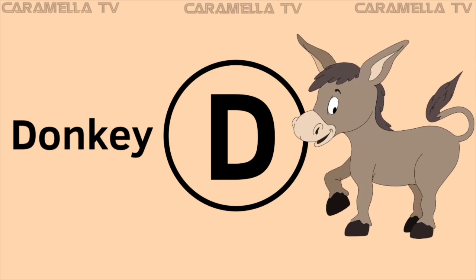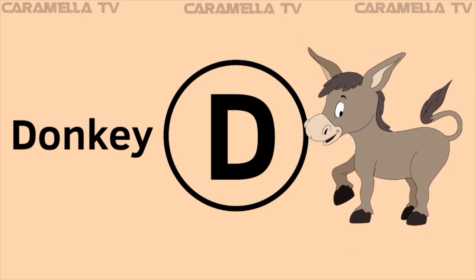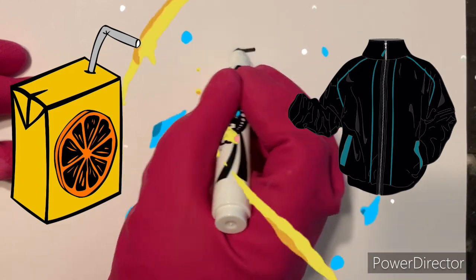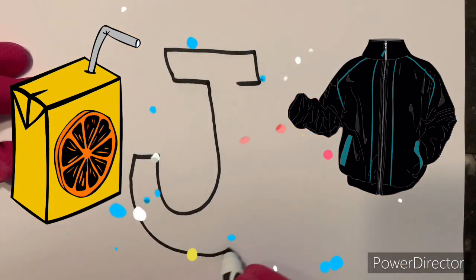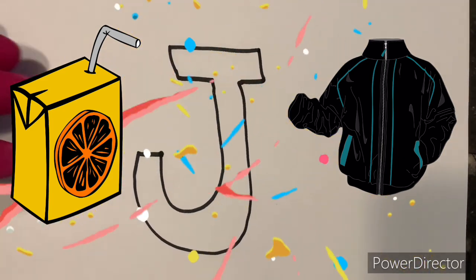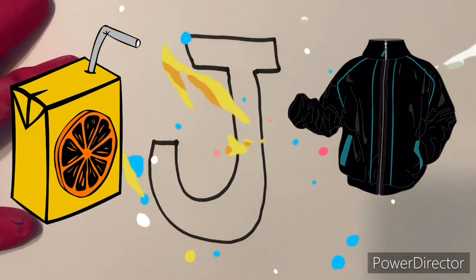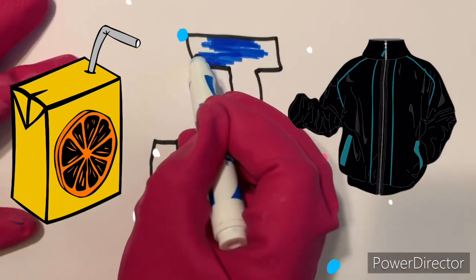D, donkey. D, donkey. Hi guys, let's draw letter J together. And now we can color it. I colored it with blue color.